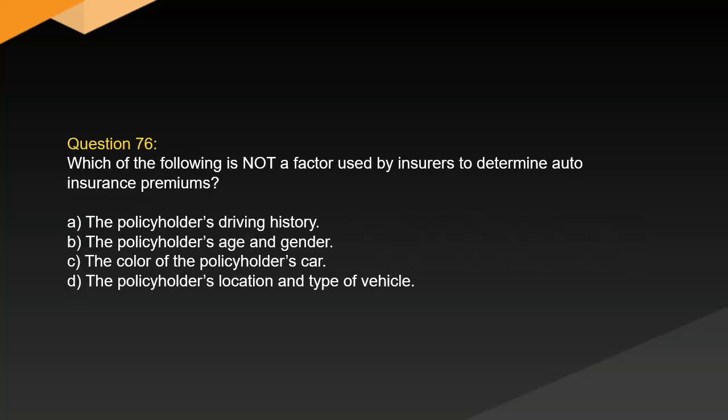Question 76. Which of the following is an OTA factor used by insurers to determine auto insurance premiums? A. The policyholder's driving history. B. The policyholder's age and gender. C. The color of the policyholder's car. D. The policyholder's location and type of vehicle.